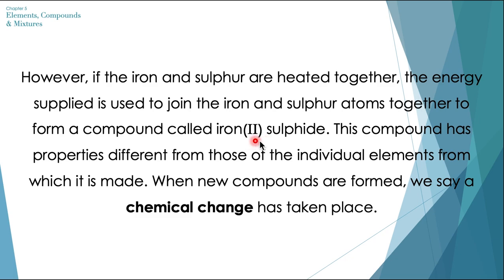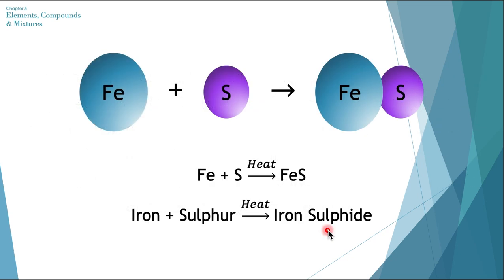So this compound, iron(II) sulfide, has properties different from those of the individual elements of which it is made. When new compounds are formed, we say a chemical change has taken place. Here is what happens when iron(II) sulfide forms. First, these were two different elements, iron and sulfur. They got mixed together, but we wouldn't call them a compound; that would be called a mixture. And remember, a mixture can be separated easily by physical means.